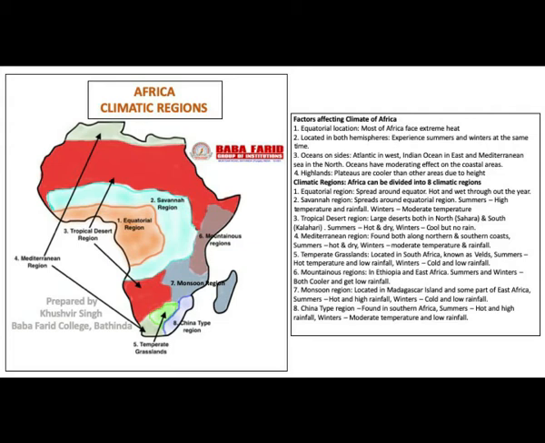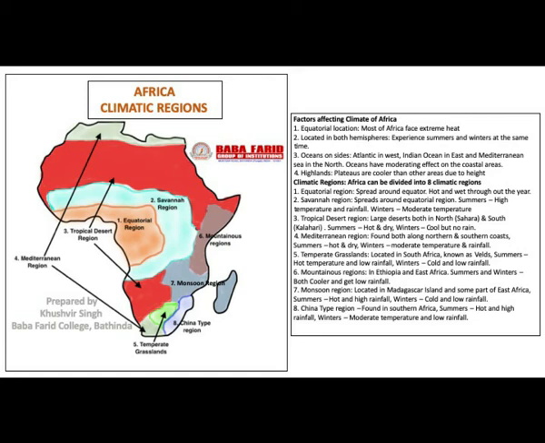Next are the mountainous regions, and these are found in Ethiopia and East African countries. Here, both summers and winters are marked by very cool temperature, but these also get very low rainfall throughout the year. Next climatic region is the monsoon type. It is located in the Madagascar island and in some parts of East Africa. This region is marked by very hot summers with very high rainfall. The winters here are very cold and get very low rainfall.